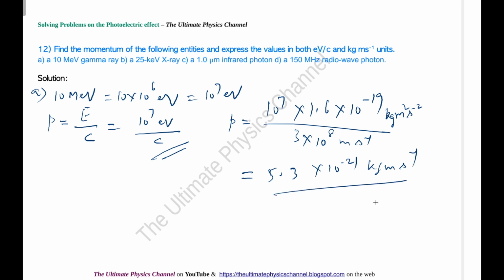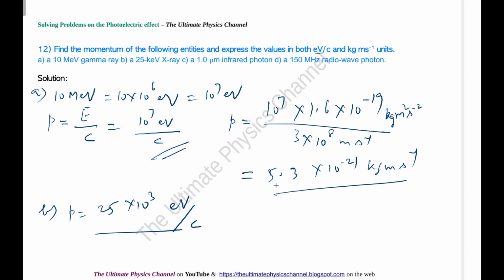That's the value for this. Part B is a 25 keV X-ray. For this 25 keV X-ray, momentum is very simply P is equal to 25 into 10 power 3 eV over c, that is 25 keV. This is the first in the units of eV over c.